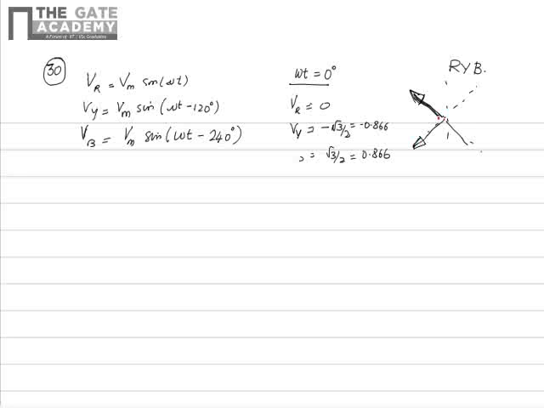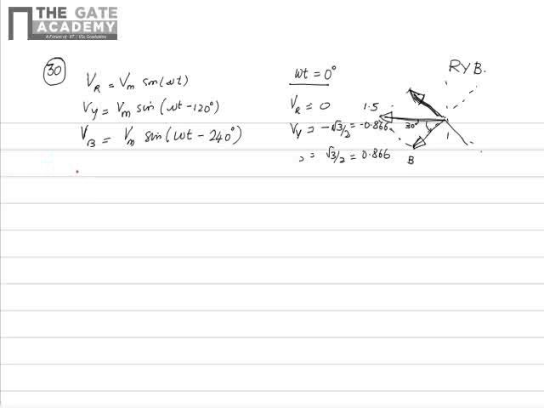When you take the resultant of these two vectors, using the parallelogram method, you will get a vector having 1.5 times the magnitude of the original, and it lags Vb by 30 degrees. So this is the case at omega t equal to 0.